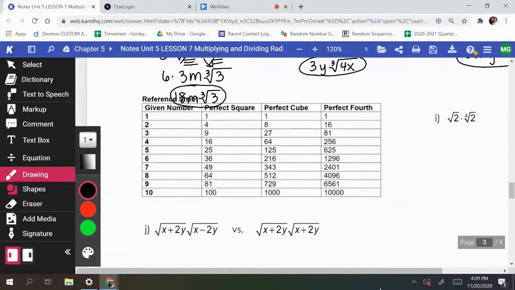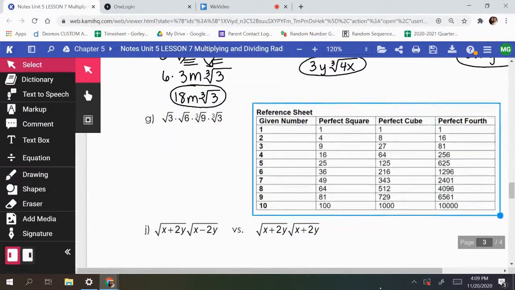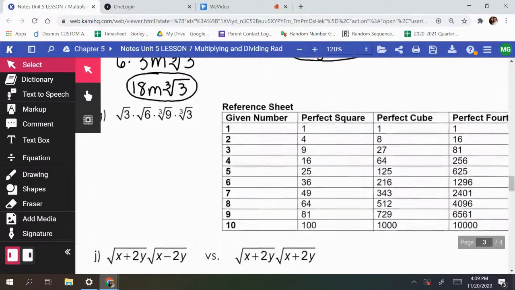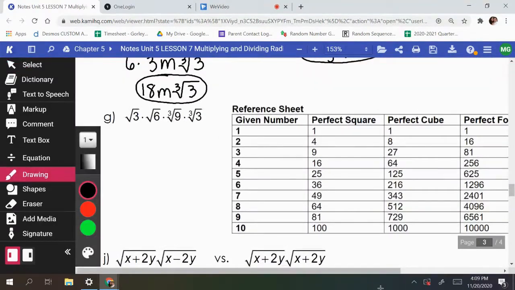Let's go down here. Move this out of the way. Now, in this case, we have some different indexes. Here we've got square roots, and here we've got cube roots. So remember, the index has to be the same in order for you to multiply those parts together. So I'm going to multiply the square roots together. So we'll get the square root of 18 times, then we'll multiply the cube roots together. We get the cube root of 27, which that's actually nice. The cube root of 27 is just 3.